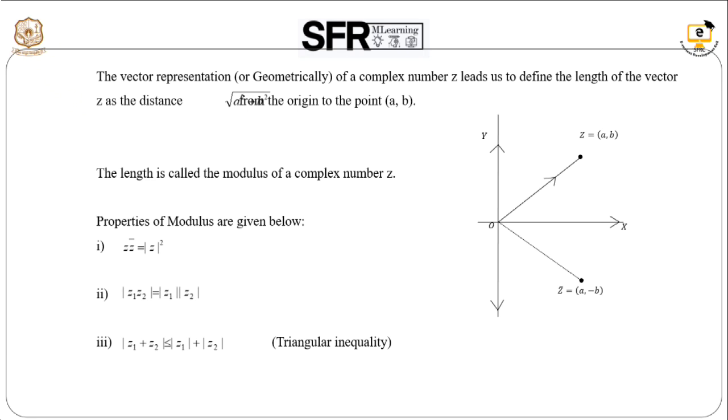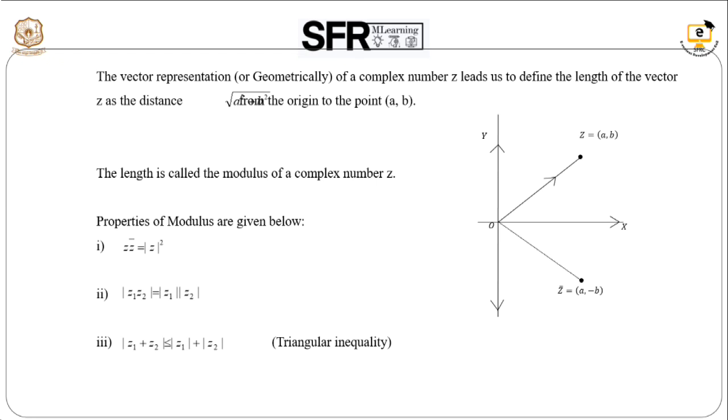The length of a complex number is mod z, and it denotes the length, having value root of the distance between the origin 0 and the point z, which equals the distance between 2 points: root of 0 minus a the whole square plus 0 minus b the whole square. Therefore, the modulus or length of the vector oz equals root of a square plus b square. It represents the length called the modulus of a complex number.